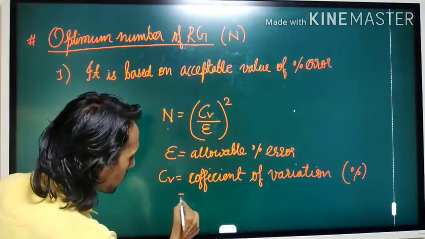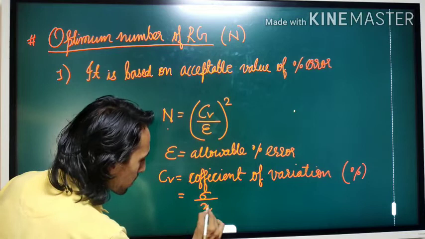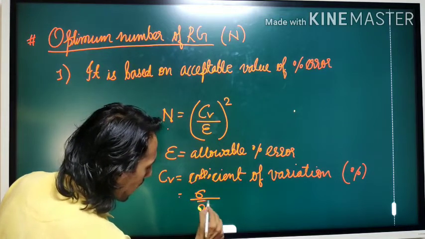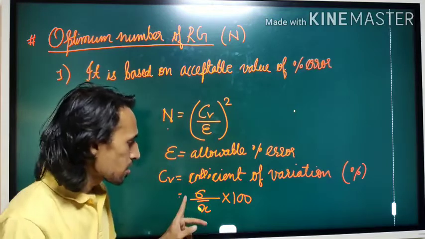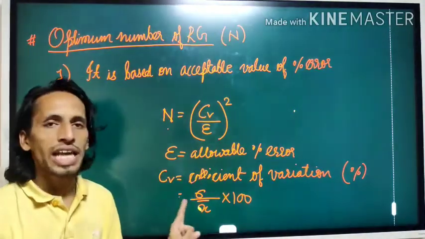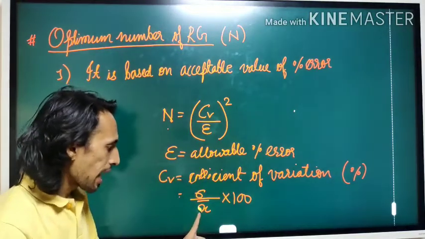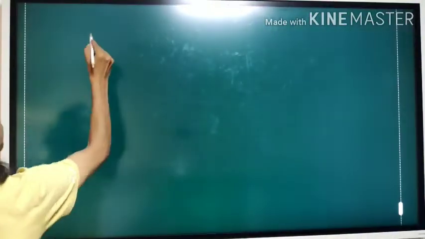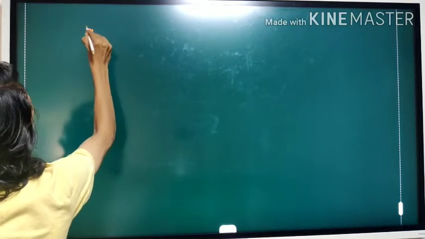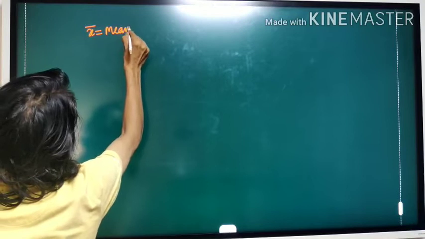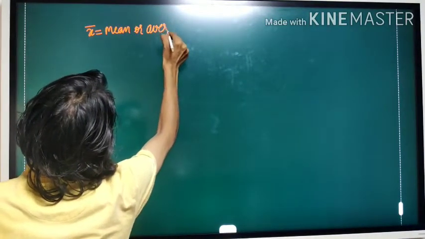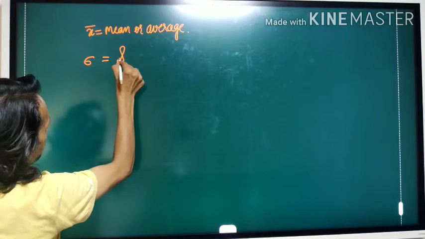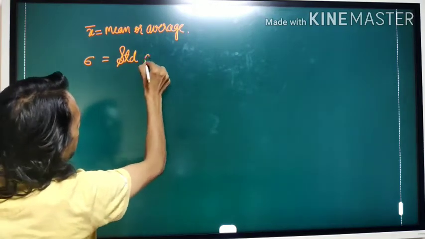So how to calculate CV? It is given as sigma divided by x bar, into 100. What is sigma? Sigma is the standard deviation and x bar is your mean. So let me write this. X bar is the mean or average, and sigma is the standard deviation.